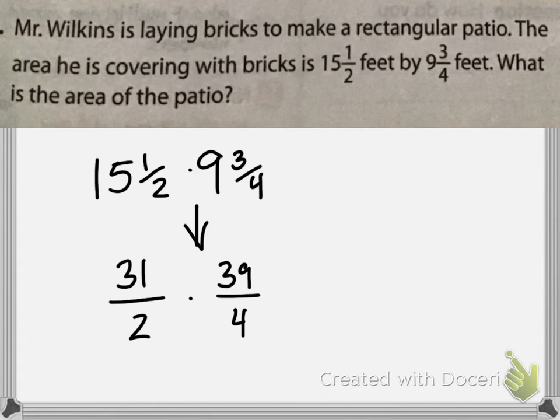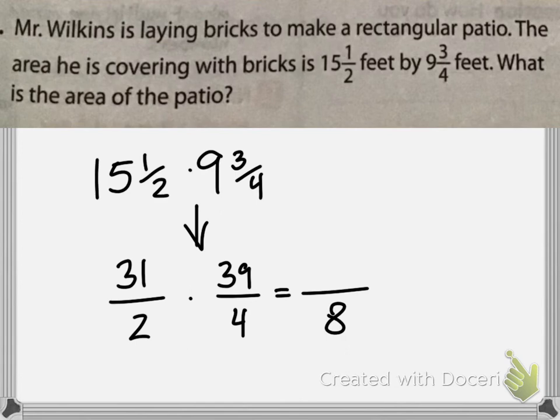Yes or no? What do we think? No, we can't cross cancel anything. 31 is not divisible by 4. 39 is not an even number. So annoyingly, we have to multiply all the way across, which I don't feel like doing. 2 times 4 is 8. We know the bottom is going to be 8. Has anybody done the top part?